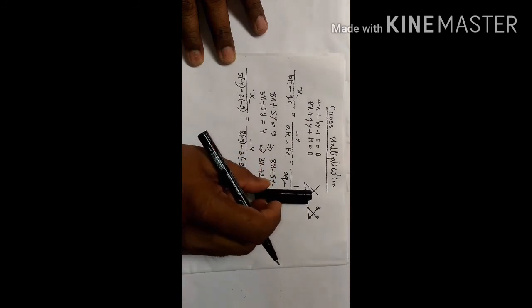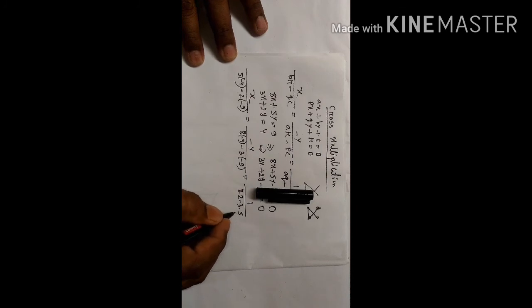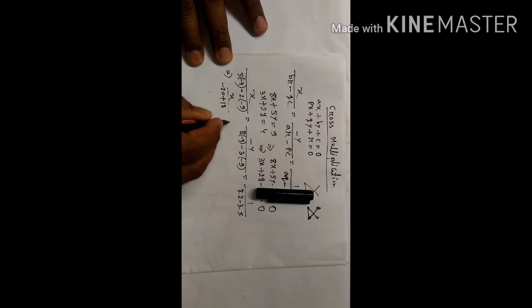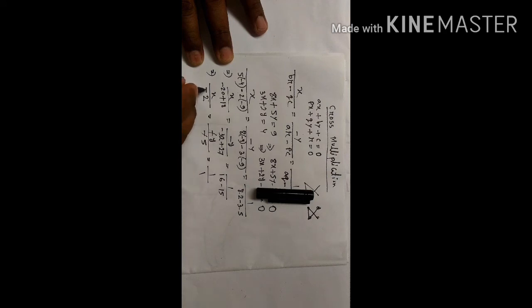After that you remove the constant, 8 into 2 minus 3 into 5. So you just simplify this one. Suppose x by minus 20 plus 18 equal to minus y by minus 32 plus 27 equal to 1 by 16 minus 15, implies x by minus 2, and this one will come minus 5, this one will come 1 by 1, minus minus cancel.